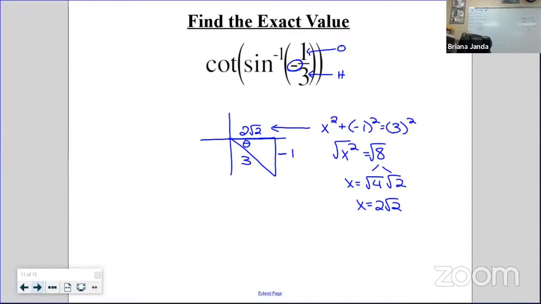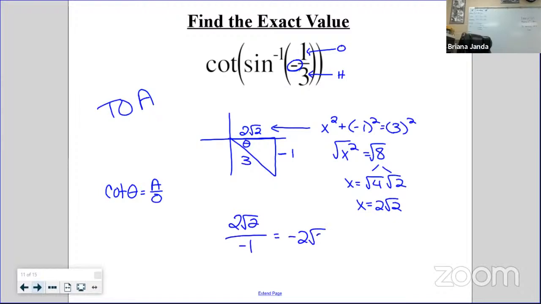And then we move to the outside, cotangent. So I would be thinking tangent is opposite over adjacent, therefore cotangent is going to be adjacent over opposite. So looking at my picture here, my adjacent side is 2 square root of 2. My opposite is negative 1, which I could simplify to negative 2 square root of 2.